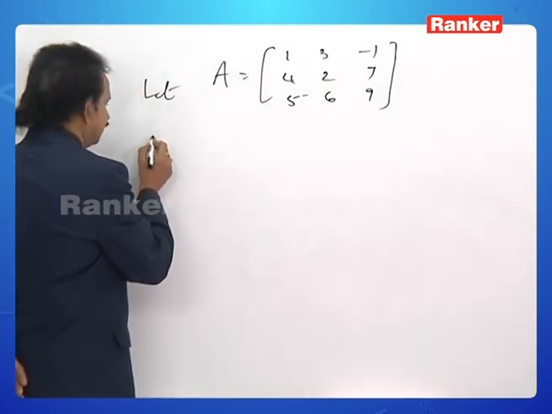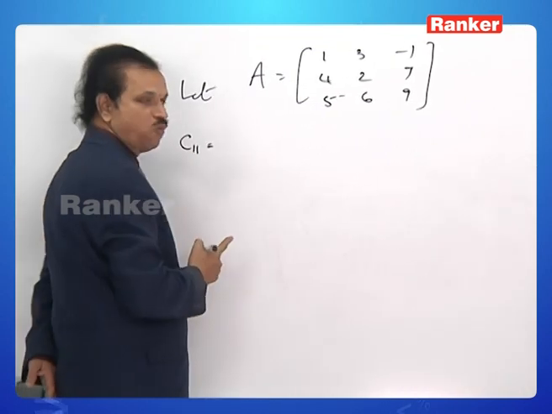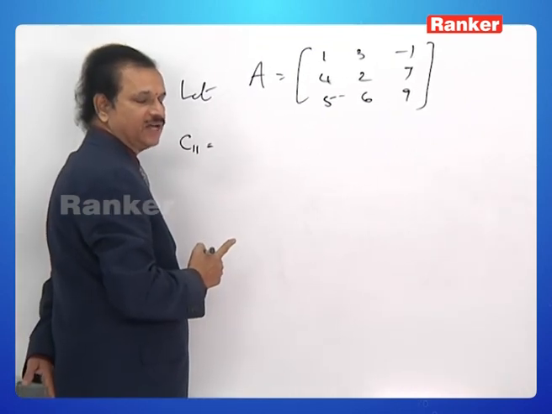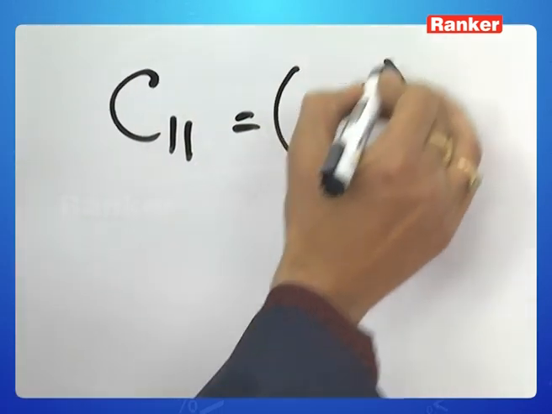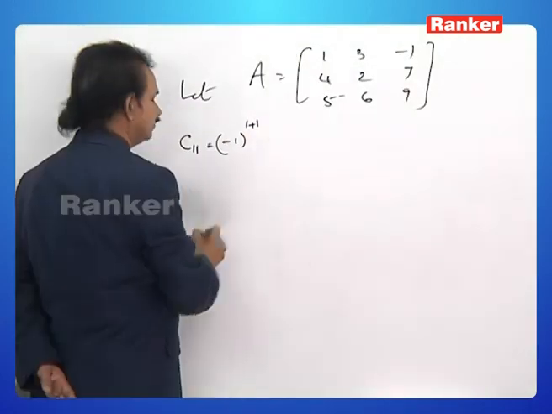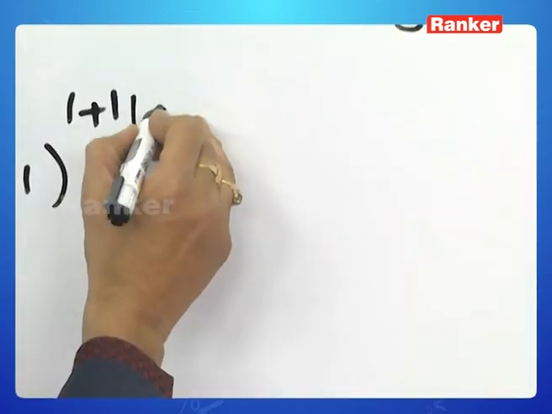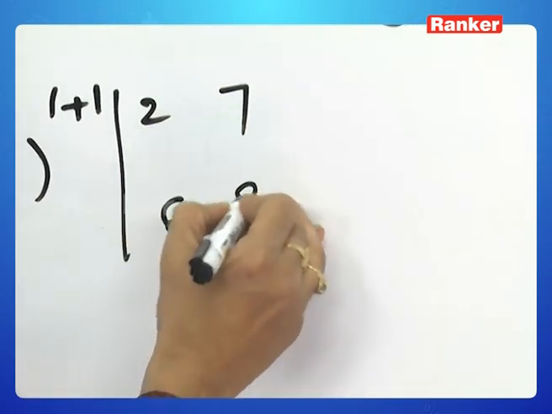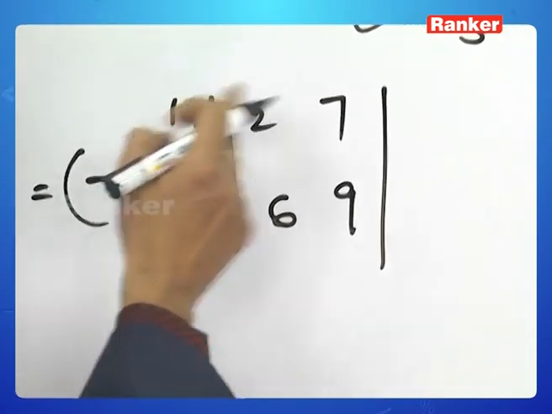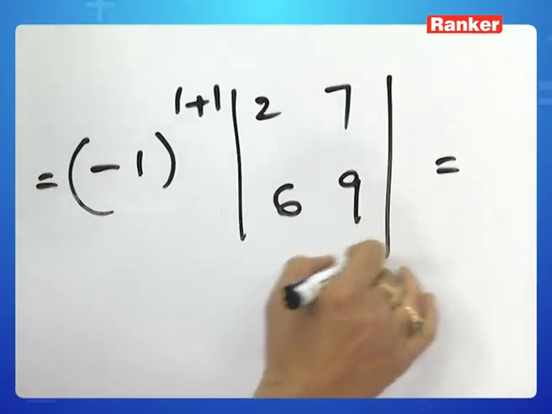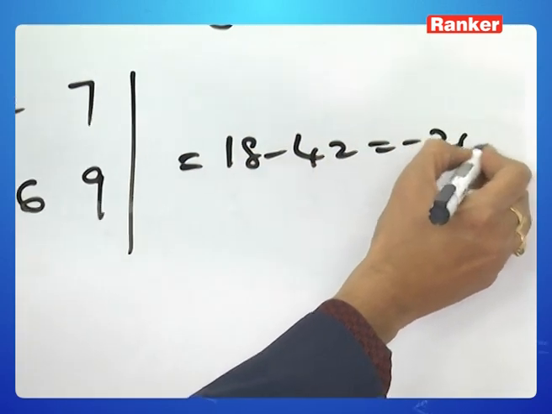What happens? First of all, C11. Let me calculate. What is the meaning of this C11? Cofactor of the element present in first row, first column. We should start with minus 1 whole power 1 plus 1, and then the minor. Delete first row and first column. What happens? 2, 7, 6, 9. Minus 1 whole power 1 plus 1 is minus 1 whole square, which is 1. So there is no change in sign. 18 minus 42 is equal to minus 24.